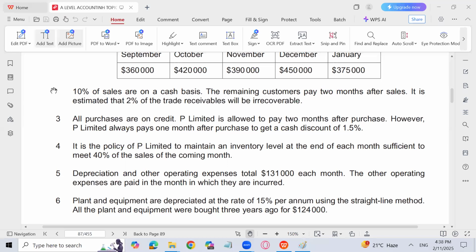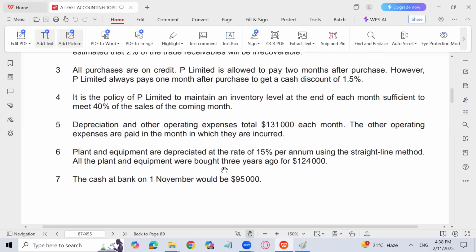Depreciation and other operating expenses is 131,000. Plant and equipment are depreciated 15% using straight line method. All plant and equipment were bought 3 years ago for 1,24,000. So calculate it. 1,24,000 into 15%, right? Into 1/12, because we need basically 1 month.